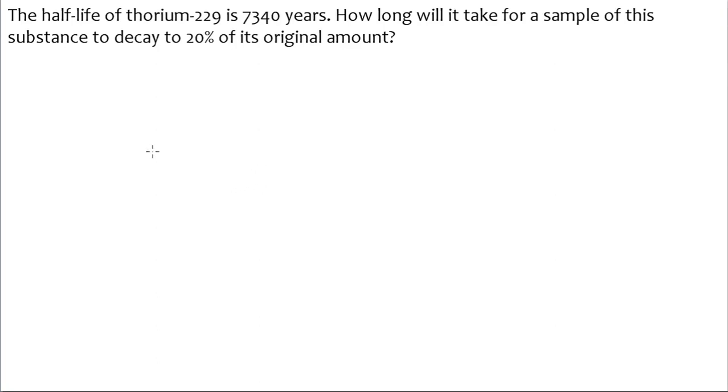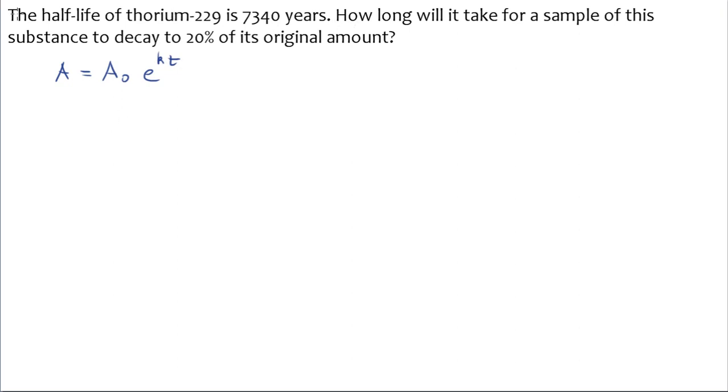In this video, we're going to look at radioactive half-lives. The half-life of thorium-229 is 7,340 years, and we want to know how long it'll take a sample of thorium to decay to 20% of its original amount. For growth and decay, the amount of substance is equal to A naught times e to the kt, where k is the growth or decay rate.